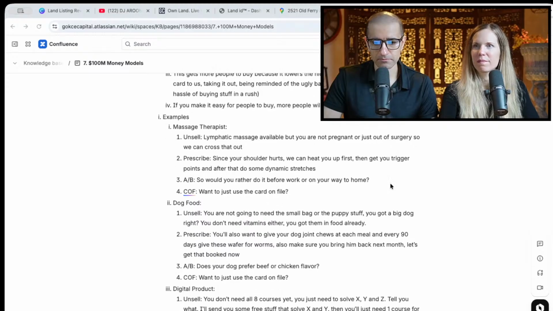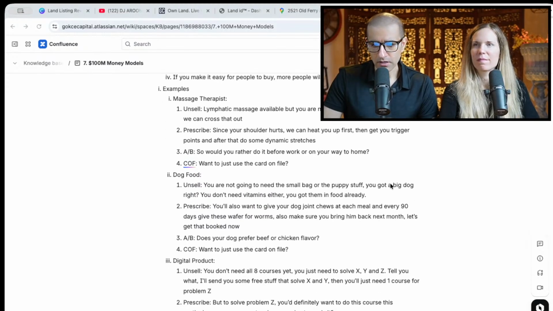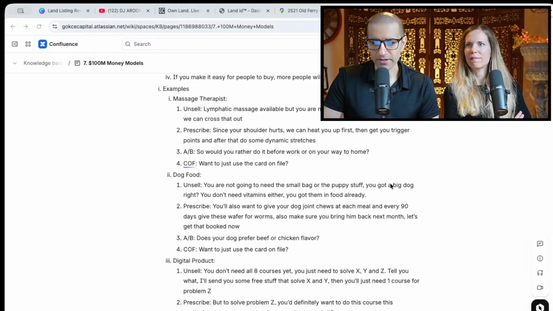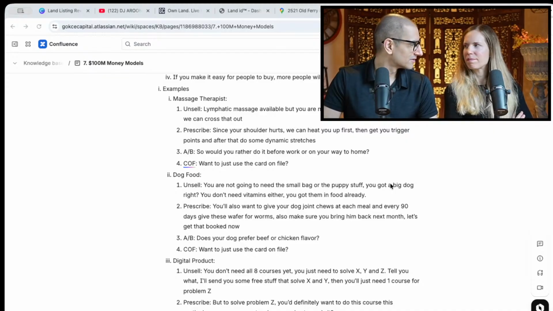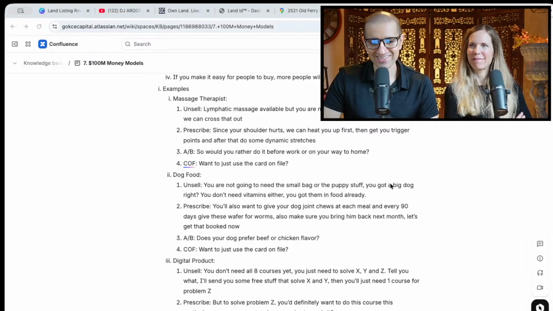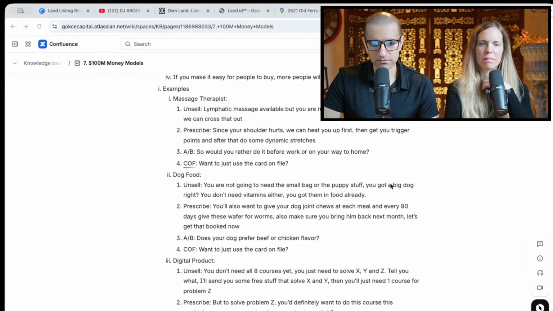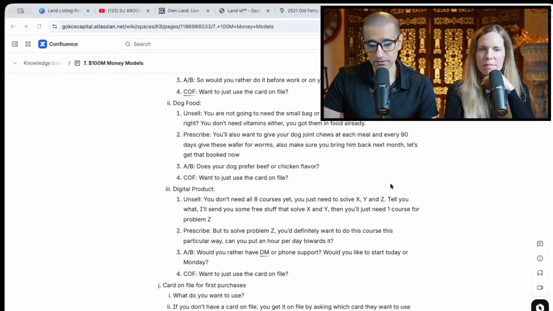Examples. Massage therapists. Unsell. Lymphatic massage available, but you're not pregnant or just out of surgery, so we can cross that out. That's an easy unsell. Prescribe. Since your shoulder hurts, we can heat you up first, then get your trigger points, and after that, do some dynamic stretches. A/B upsell. So would you rather do it before work or on your way home? Card on file. Want to use just the card on file? Yeah? Okay.